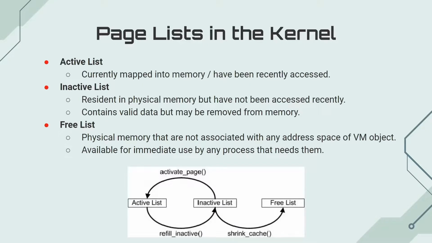Mac OS implements memory management through the kernel, which maintains and queries 3 system-wide lists of physical memory pages. The first one being the active list, which contains pages that are currently mapped into memory and have been recently accessed by the operating system.